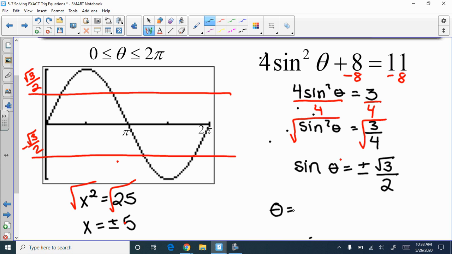And so for when it is positive square root of 3 over 2, we are looking at pi over 3 and 2 pi over 3. And when is it negative, we're looking at 4 pi over 3 and 5 pi over 3. And so right here we are finding all of the solutions between 0 and 2 pi. And because you're squaring that value, it's going to make it positive.